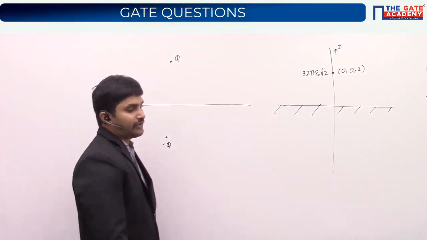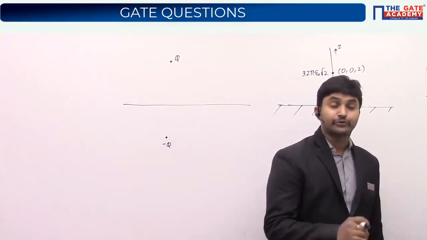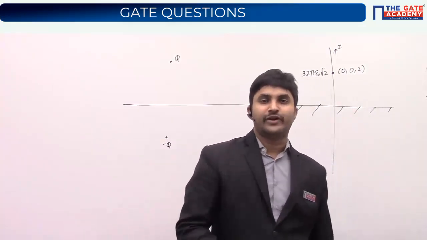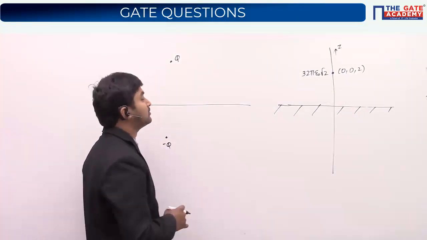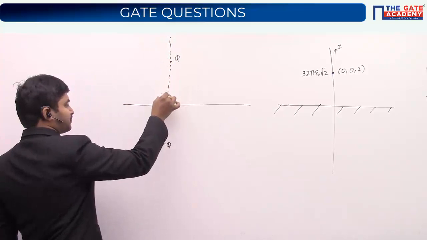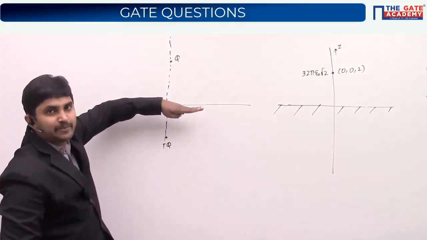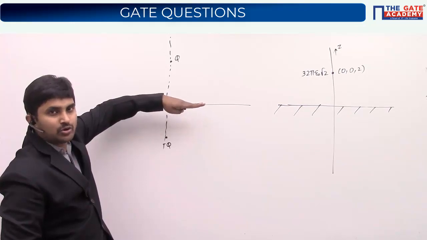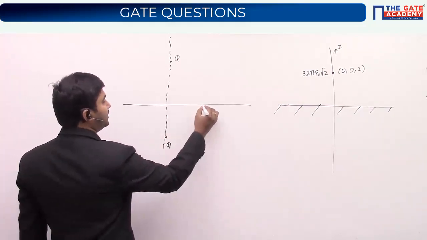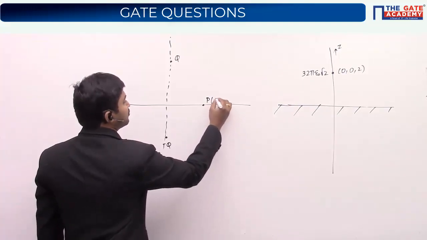Now, where do we have to find the electric field? We have to find the electric field at the point (root 2, 0). So this is my Z-axis. The point (root 2, 0) is present on the XY plane. So let me consider this is the point (root 2, 0).